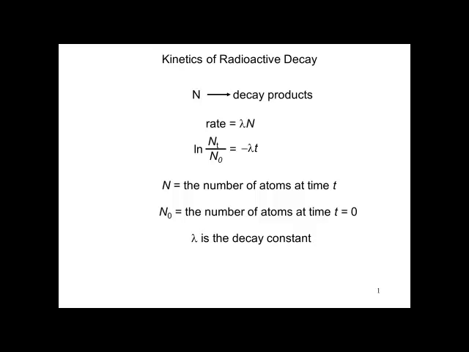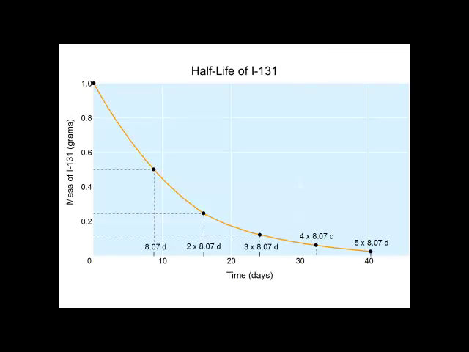Lambda is the decay constant, and it's related to the half-life. It's equal to 0.693 divided by lambda. Here we see the half-life of iodine-131. As it decays, it is a hyperbola, never quite reaching 0.